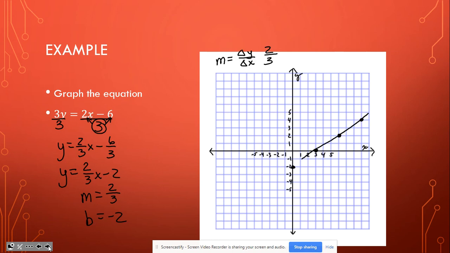You should be using a ruler or a straight edge for such things. I have a difficult time with the technology doing that. Arrowheads on each end of the line, and you're writing the original function on the line. So 3y equals 2x minus 6.